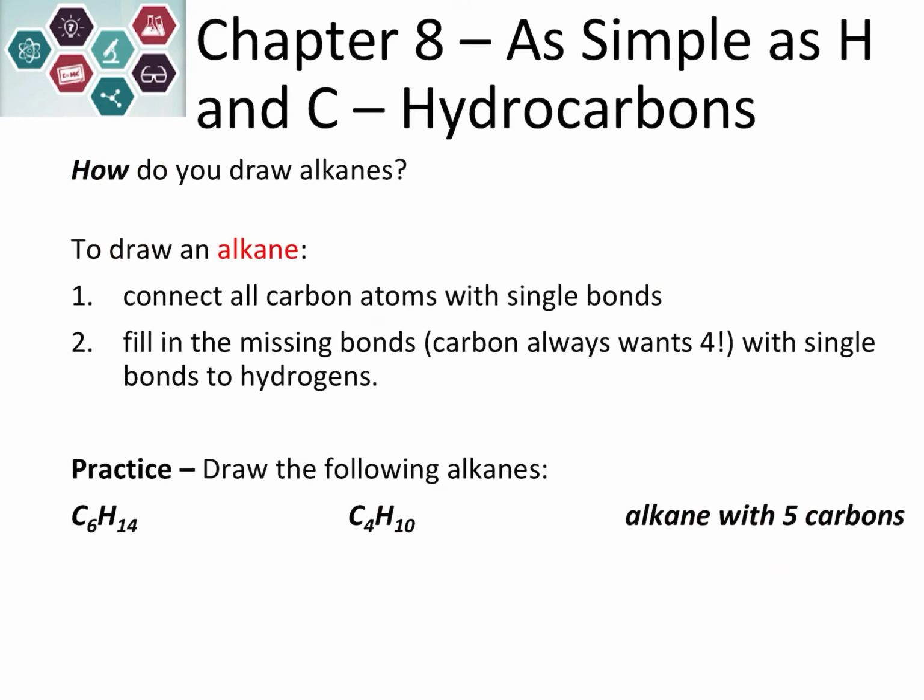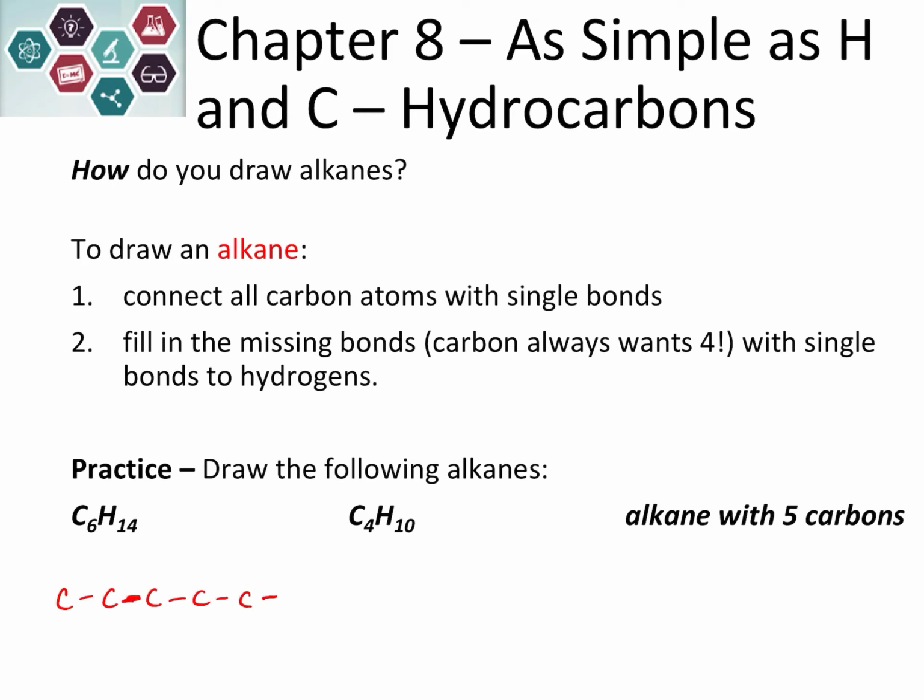Next, we're going to draw some alkanes. So because alkanes are all carbon-carbon single bonds, you're just going to connect all of your carbons with single bonds first. Then you're going to go back and fill in to make sure carbon always has 4 bonds. Whichever bonds are missing, you're going to put in hydrogens. So first example, C6H14. We'll draw out 6 carbons with single bonds in between them.